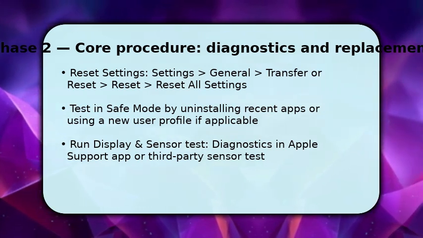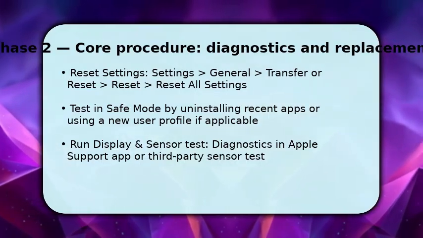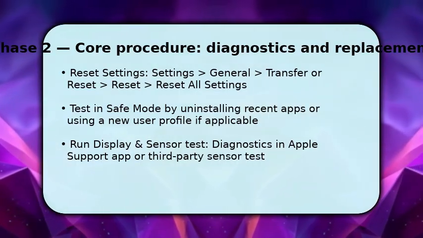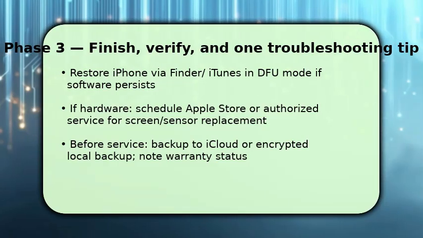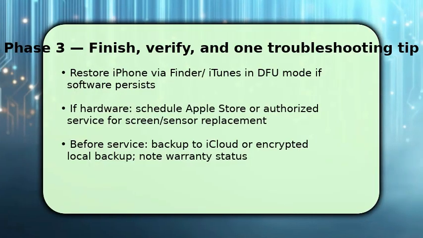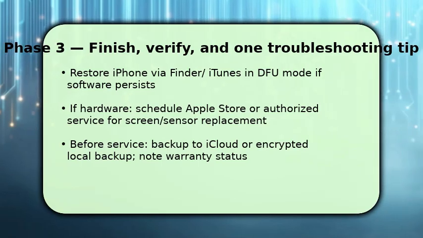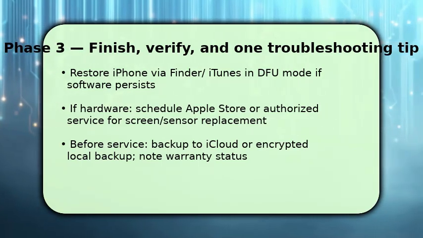Make sure to record each change and retest, so you can reverse the exact step that fixed or worsened the issue. If troubleshooting still shows brightness drop, perform a full restore in DFU mode to rule out persistent firmware corruption. This reinstalls the entire OS. If the problem remains, it's likely hardware. Book an Apple Store or authorized repair for the display assembly and ambient light sensor.